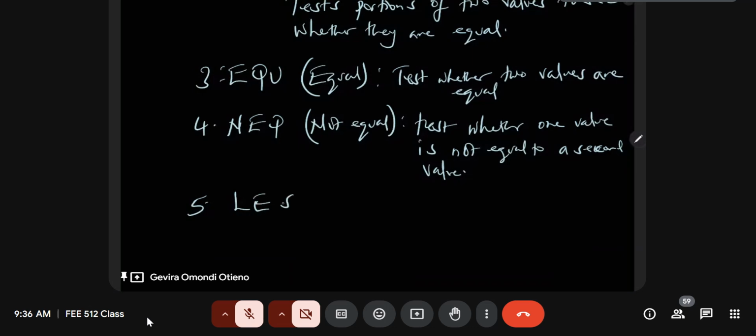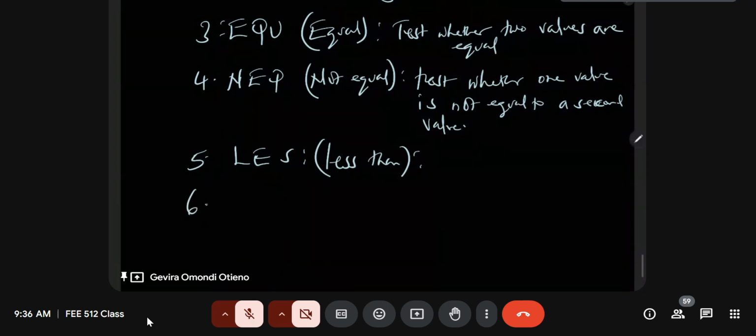And the same thing is with less. And less, this is, of course, less than. Again, I'm tired of writing. So less than is, again, to test whether one value is less than a second value. I'm just giving you the abbreviations that we use in PLCs. So greater than, we use GRT to refer to as greater than.